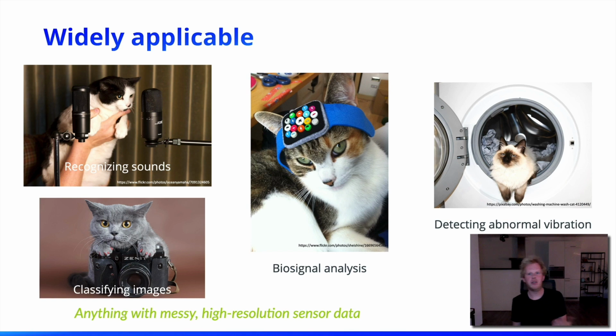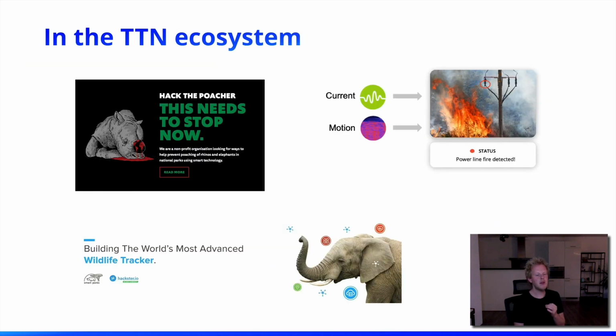So as said, Edge Impulse is a startup. We see lots of companies trying to apply machine learning to sensory problems and run this on really tiny devices. So stuff around recognizing sounds, biosignal analysis, a really big one, detecting abnormal vibrations, and even, as we're going to show in a little bit, classifying images. Anything where you have messy, high-resolution sensor data, that's a place where machine learning can help you find these rules more efficiently. And even in the TTN ecosystem, this is being used already quite a bit.